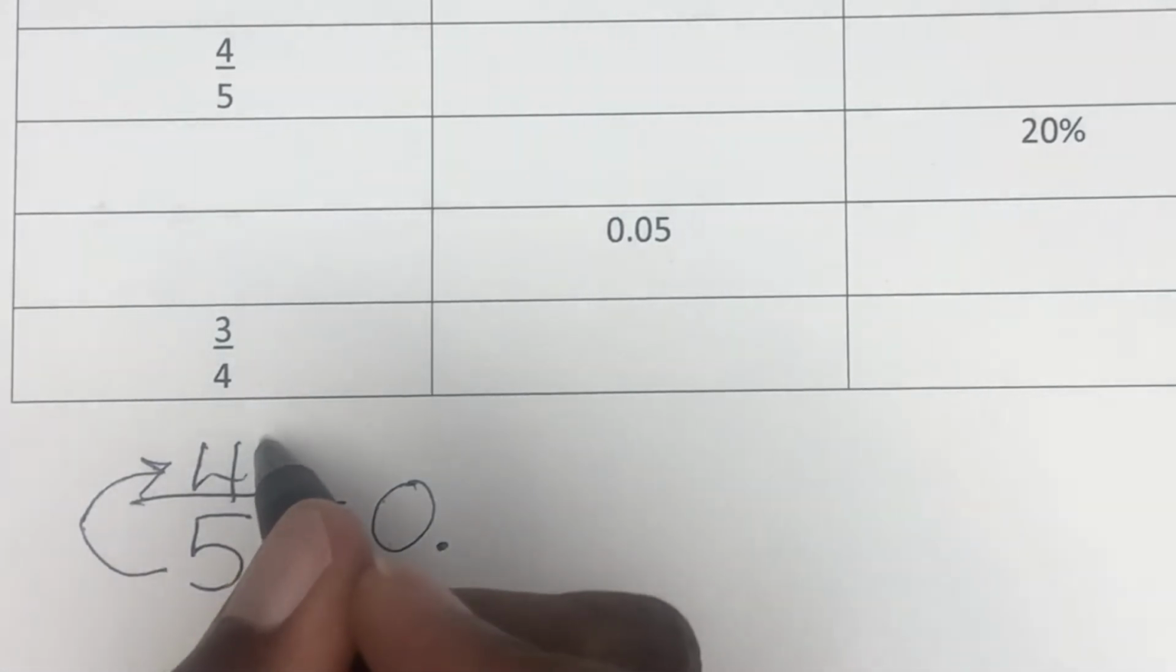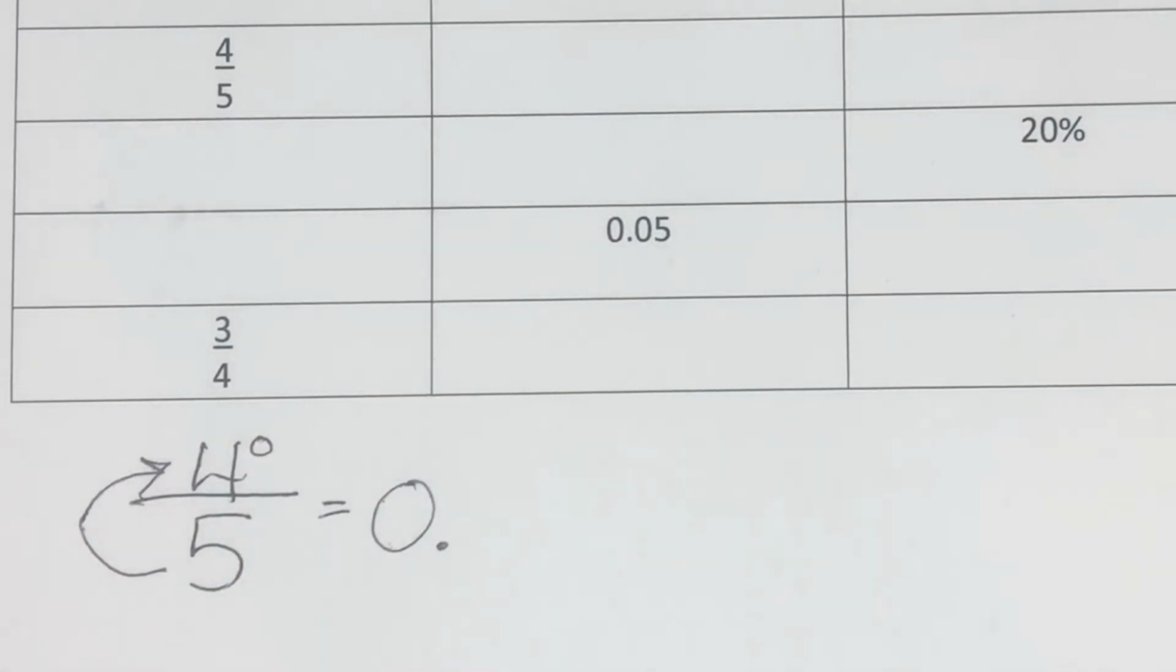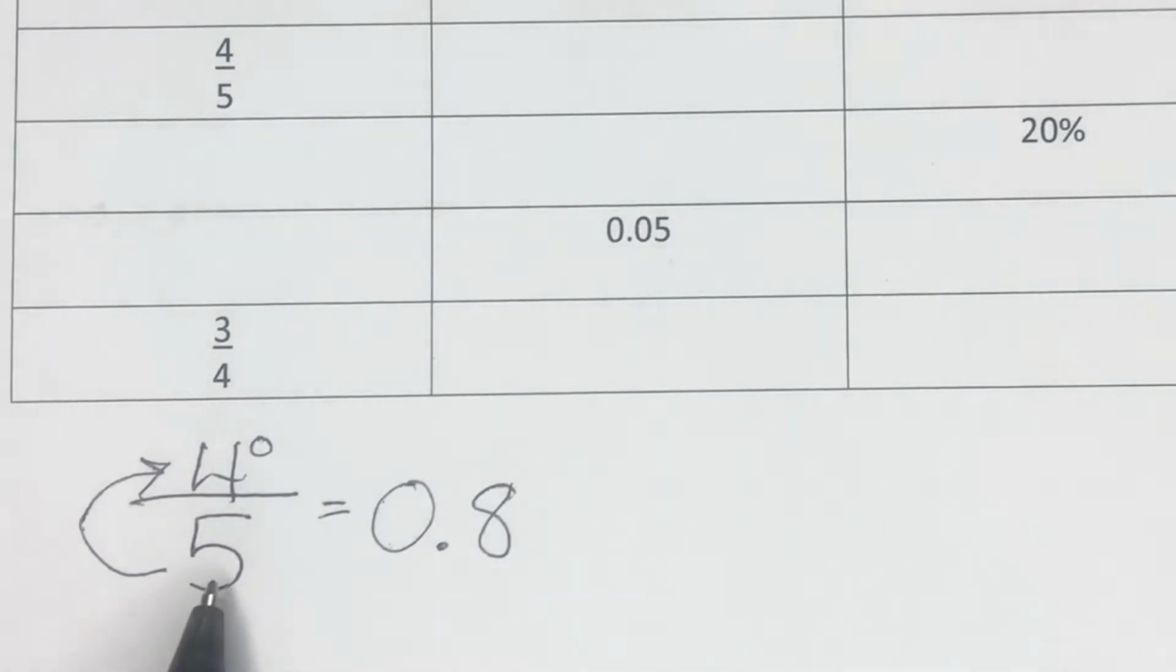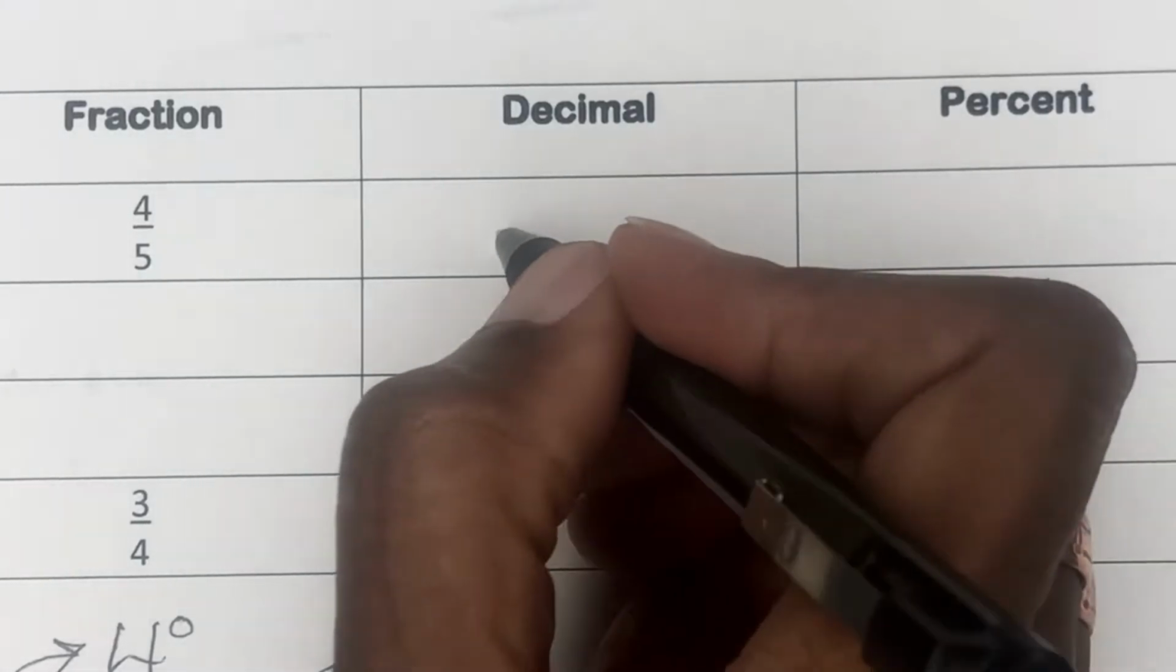And then we're going to also put a 0 on the 4 to make it 40. So now we ask ourselves, how many times does 5 go into 40? Well, it goes 8 times, because 8 times 5 is 40. So here you can see that while we were working it out, we are already converting it to a decimal. So the decimal of 4/5 is 0.8. So I'm going to put that in here.